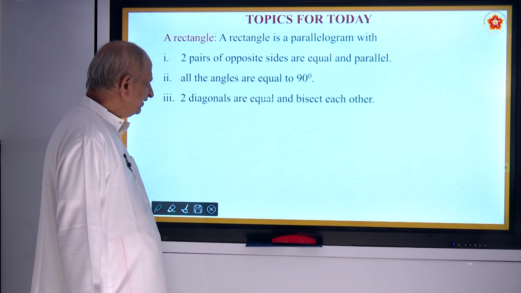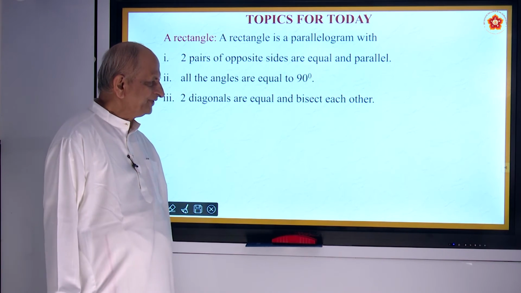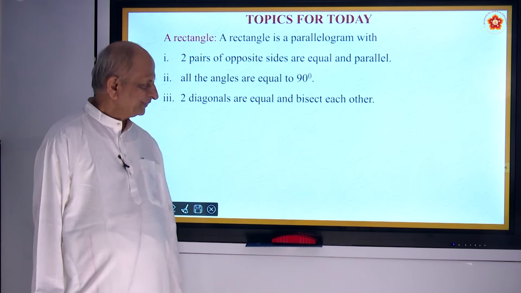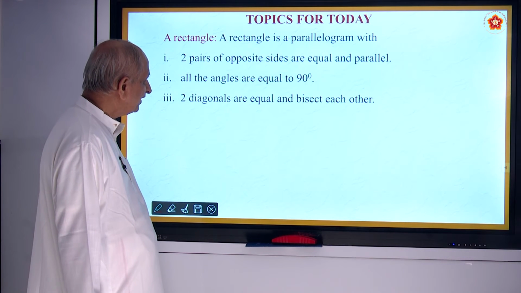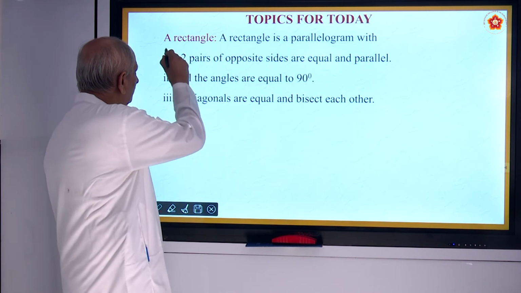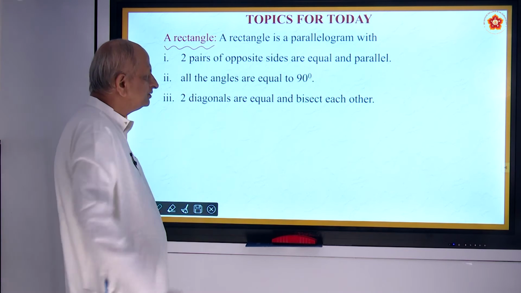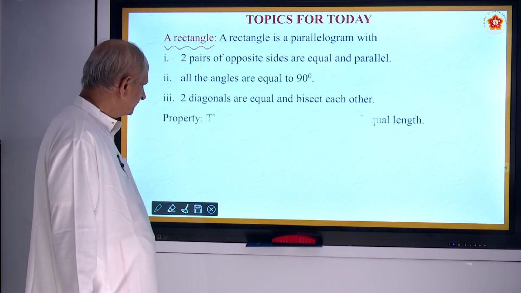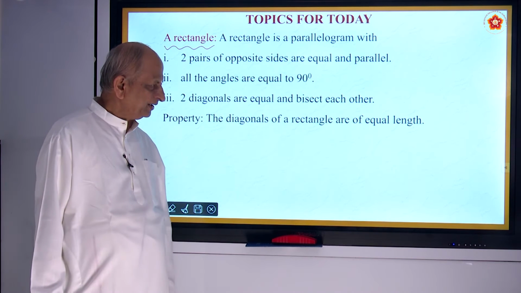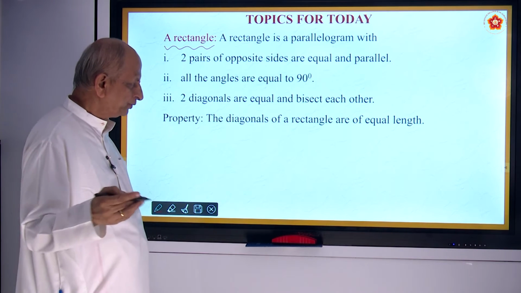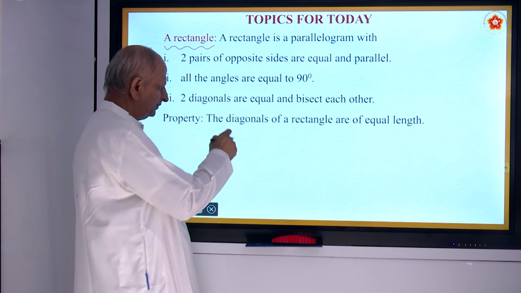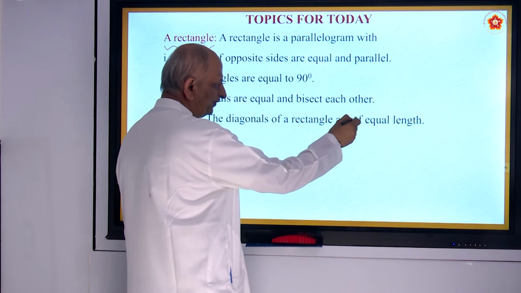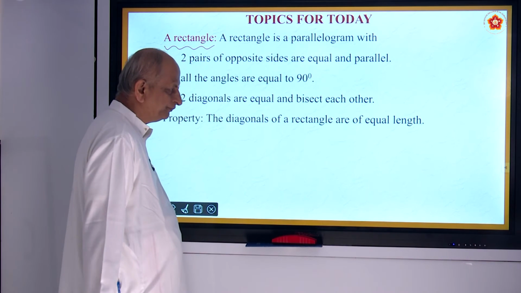And one more property: two diagonals are equal and bisect each other. That is a very important property of a rectangle. So, we are discussing the rectangle. Note that picture correctly. And one property we will prove by theory: diagonals of a rectangle are of equal length. That is what you have to prove.